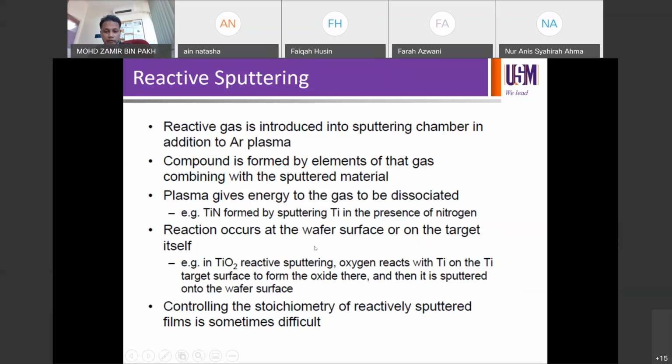So the reaction occurs at the wafer surface or on the target itself. TiO2 reactive sputtering: you can deposit TiO2 or you can also deposit Ti with oxygen gas to form TiO2 by reactive sputtering. Controlling the stoichiometry of the reactively sputtered films is sometimes difficult. Stoichiometry means, apa maksud stoichiometry? Anyone?